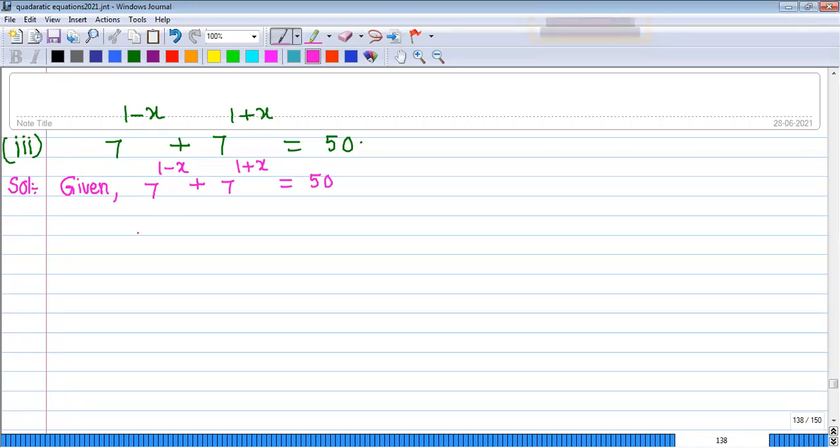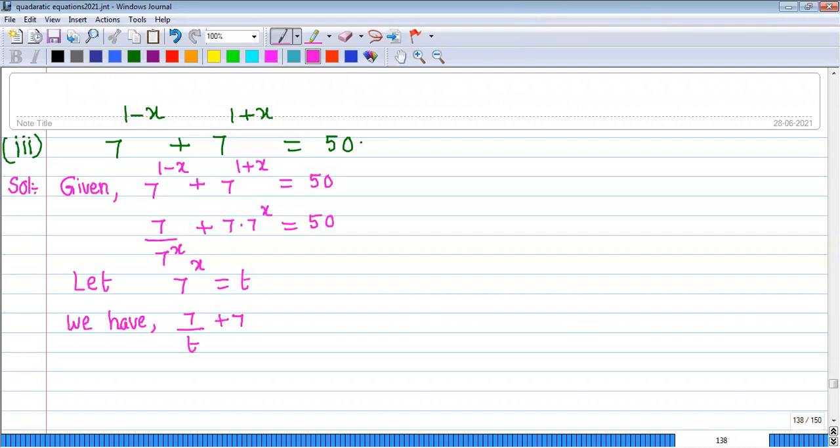7 to the power of 1 minus x can be written 7 upon 7 to the power of x, plus 7 to the power of 1 plus x can be written 7 times 7 power x, equal to 50. Let us say 7 power x is equal to t. So for now we can write 7 upon t plus 7t equal to 50.